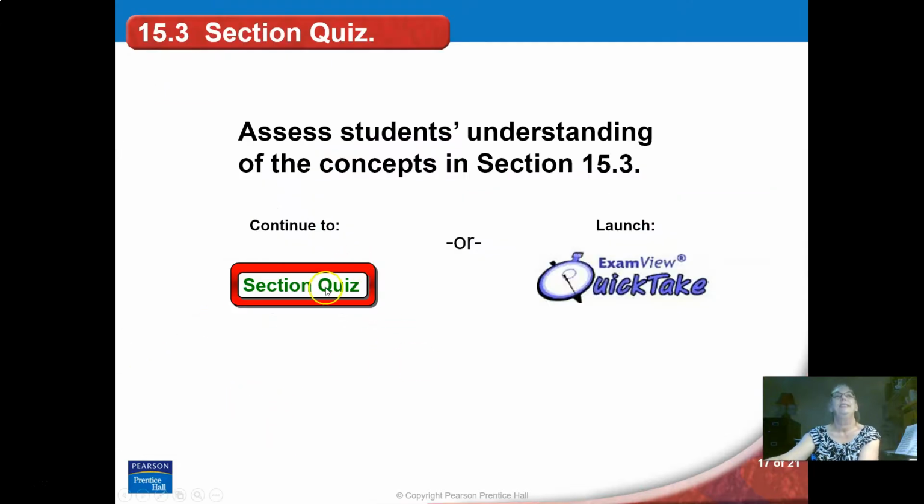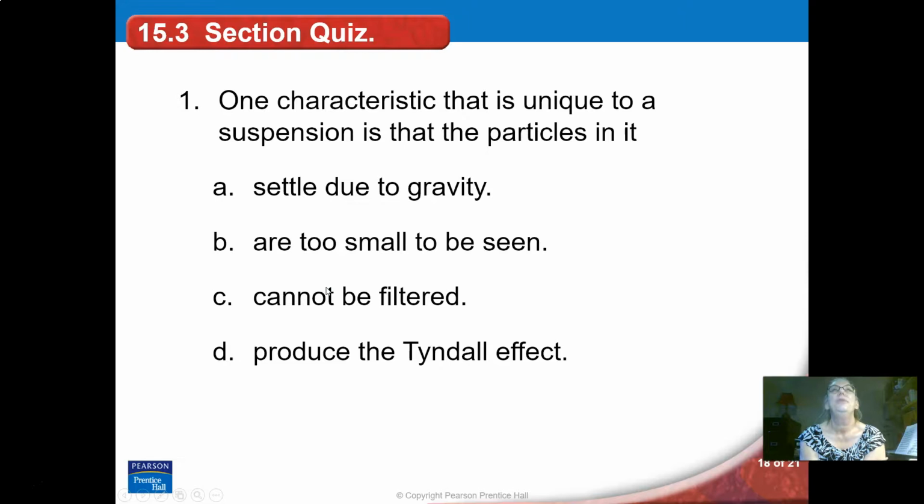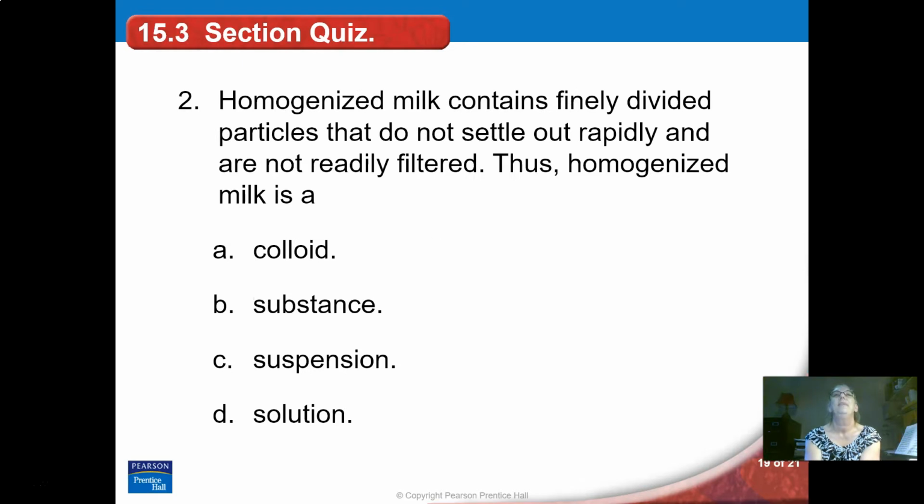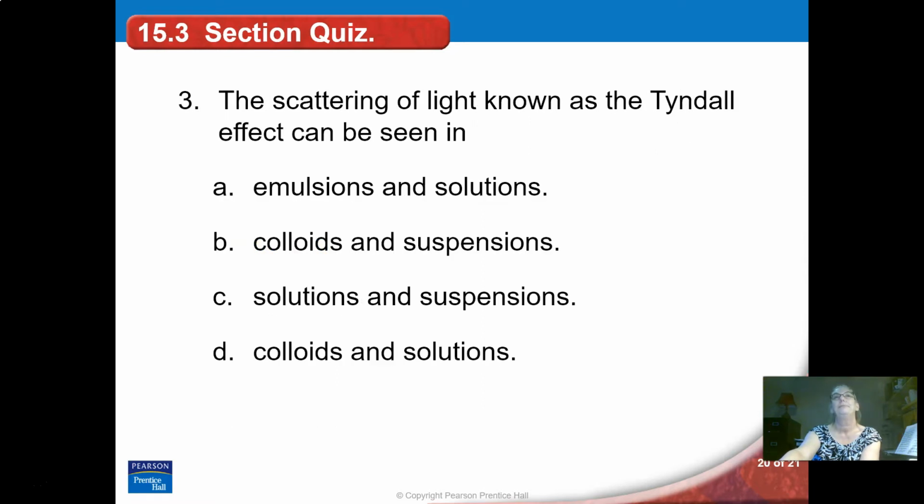So let's try this one. This quiz, here we go. What is unique to suspensions? So what do you think? They settle due to gravity because those particles are pretty big. Next question. Homogenized milk contains particles that do not settle. So homogenized milk is a colloid. It's got pieces, they're not as big as suspension pieces, so they don't want to settle.